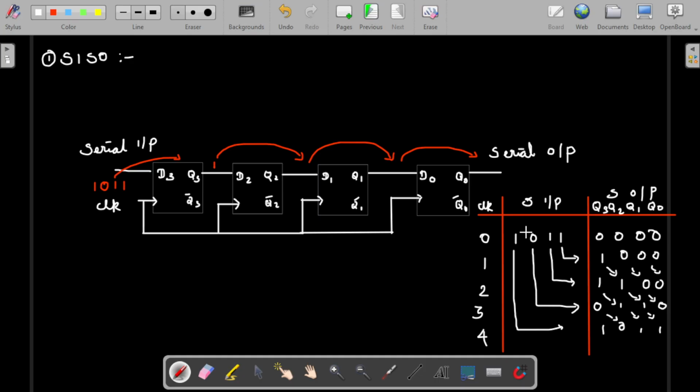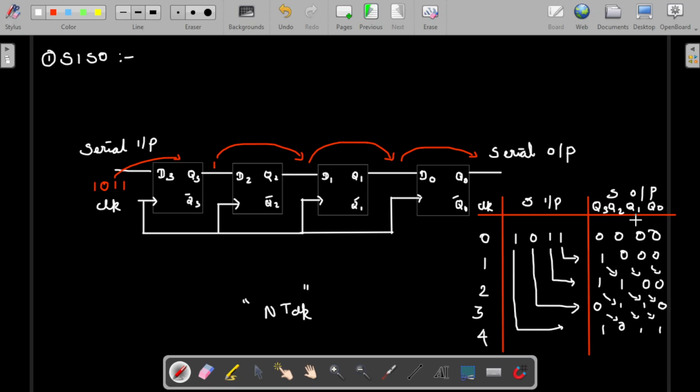So the input that we are provided here will come to the output only at the nth clock, meaning the number of bit clocks. So n clock pulses are needed to move the serial input to the output. The number of flip flops is n, so that many clock pulses are needed for us to get the serial input to the serial output. So in a right shift register, this is right shift, right?